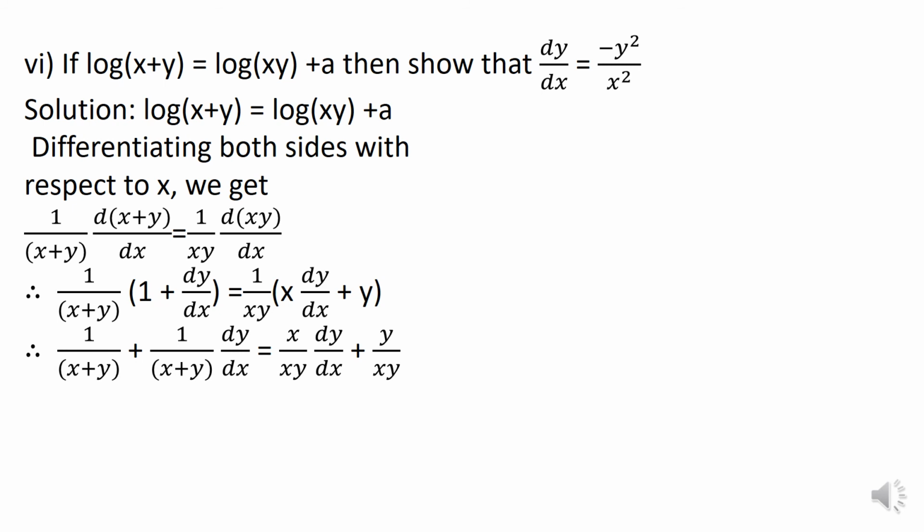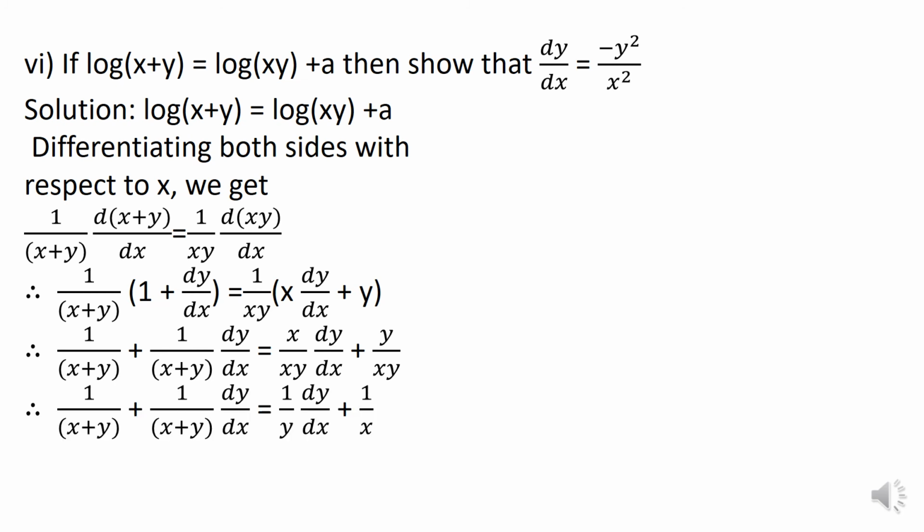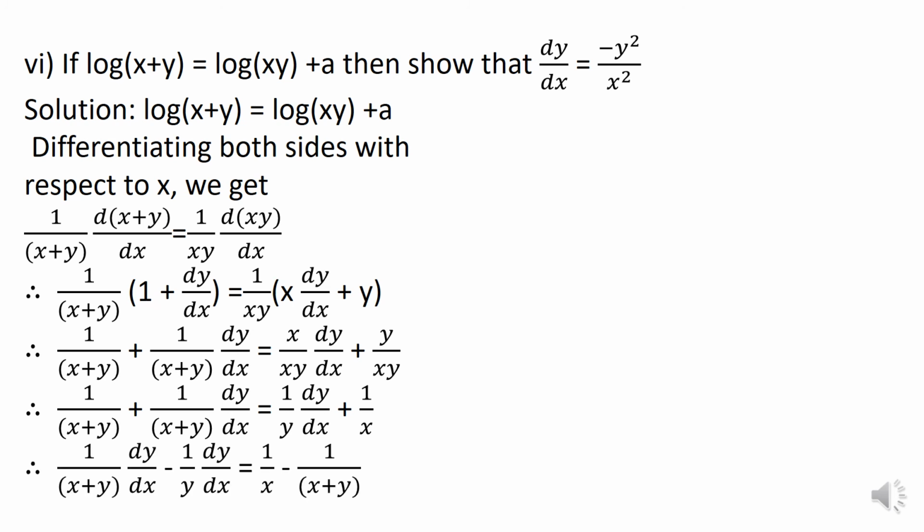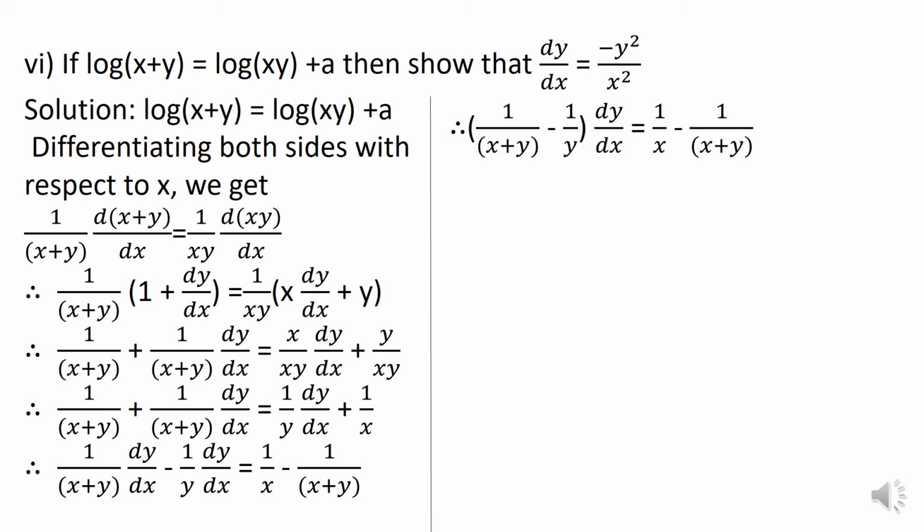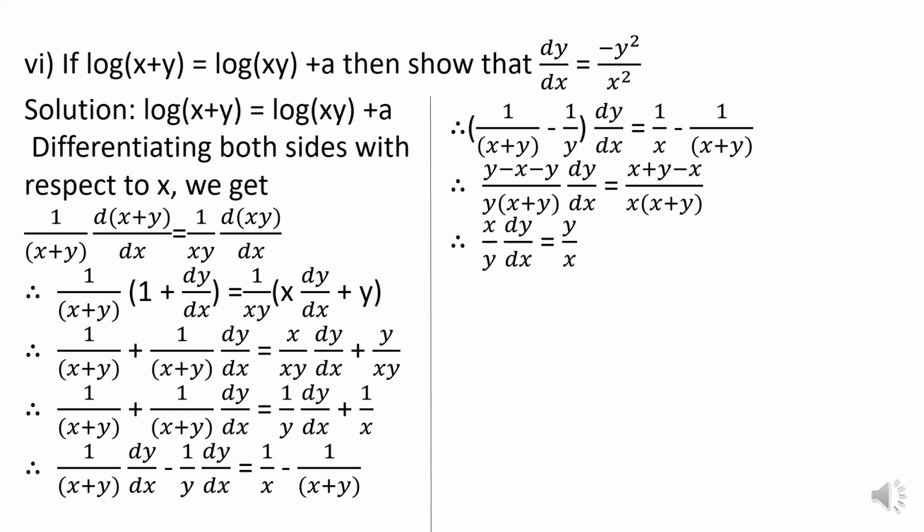We cancel out the x on the RHS and the y also, and thus we get on the RHS, LHS remains the same. RHS 1 upon y dy/dx plus 1 upon x. Now we take the dy/dx containing terms on the LHS. The remaining terms are written on the RHS. Then we simplify one step further and then we equalize the denominators by cross multiplication. And then by simplifying, we get x upon y dy/dx is equal to y upon x. Thus, dy/dx becomes minus y squared upon x squared.